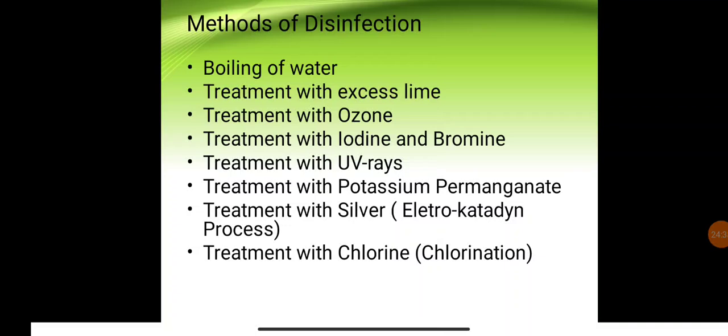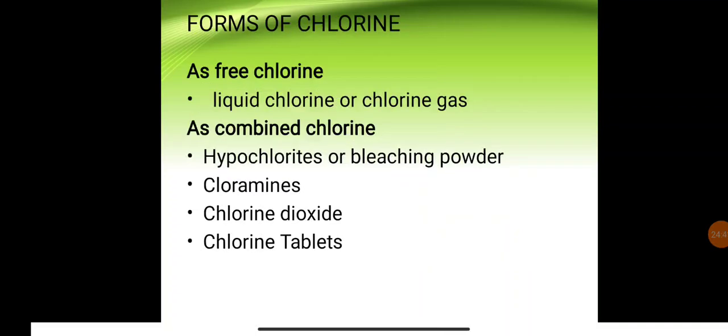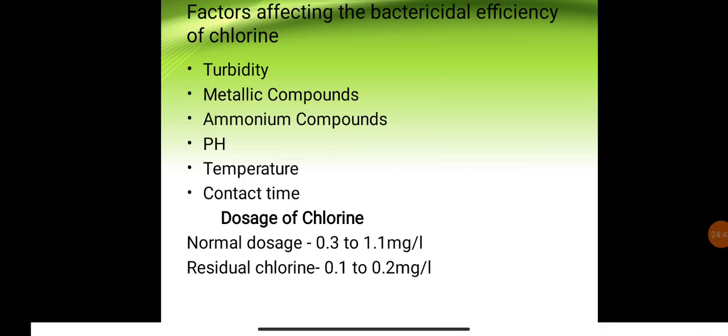And what are the factors affecting the bactericidal efficiency of the chlorine? The first factor is turbidity. If the turbidity is more, then the efficiency of the disinfectant is less. Turbidity affects the effectiveness of the disinfection. That means if the turbidity is more, the effectiveness will be less.